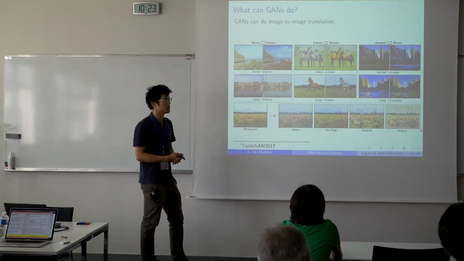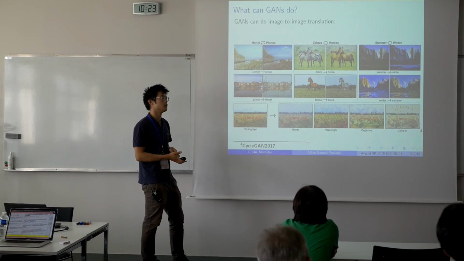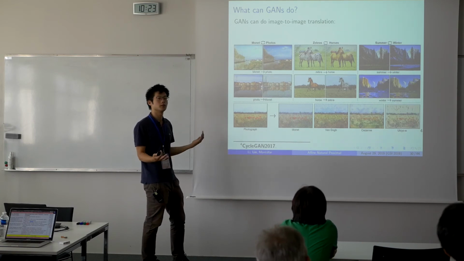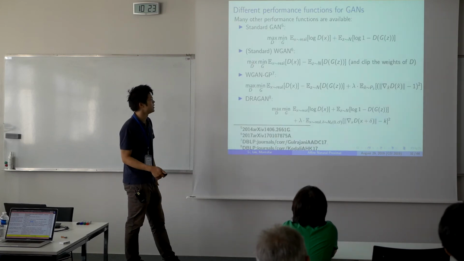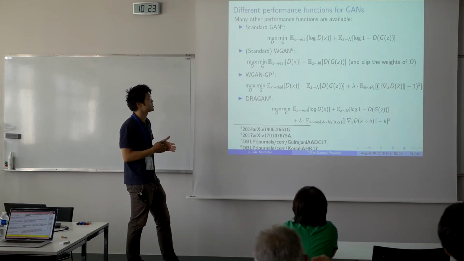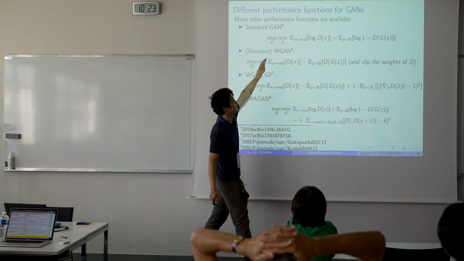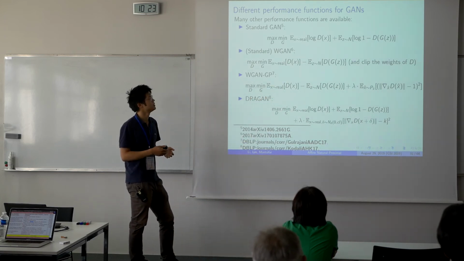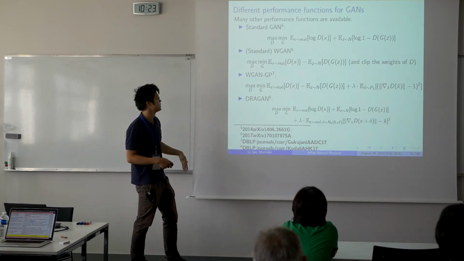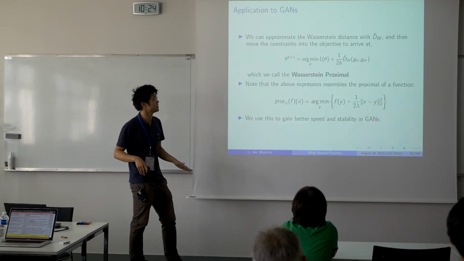Maybe you've seen the apps where you can take a picture and it can render the picture as if Van Gogh drew it, stuff like that. OK, so some standard performance functions for GANs just look like this, where you're just minimizing the log likelihood of real images and the log likelihood of fake images. Anyway, so basically, you have some performance function.